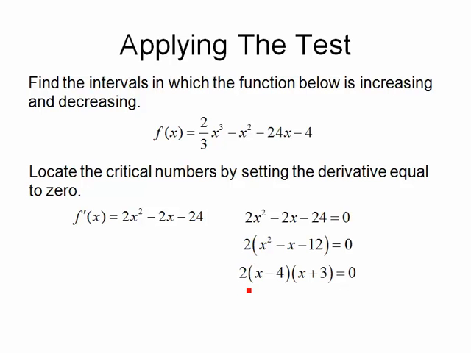We have 2 times x minus 4 times x plus 3 equals 0. To finish this, we're going to need to set each one of the factors equal to 0. We don't need to worry about the 2 because 2 can't equal 0. But we can set x minus 4 equal to 0 and x plus 3 equal to 0. When we solve those for x, we get 4 and negative 3. So those are the numbers that we're going to put on our number line that break it up into those open intervals, into those sections.